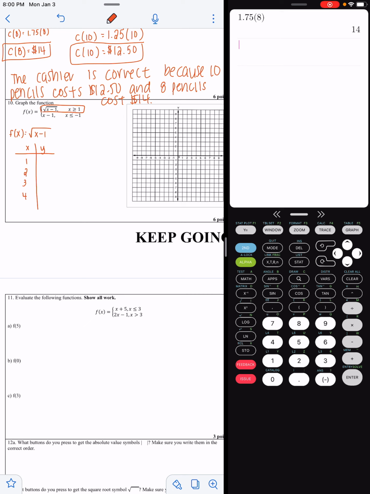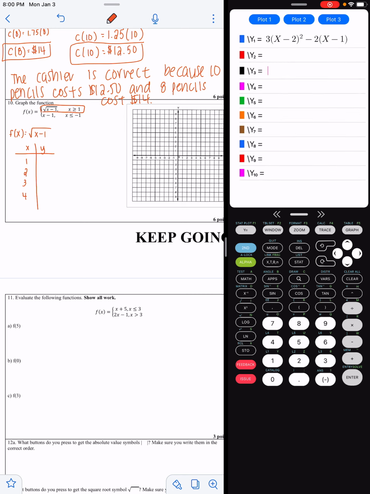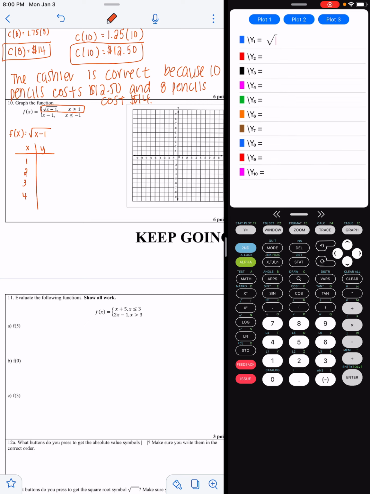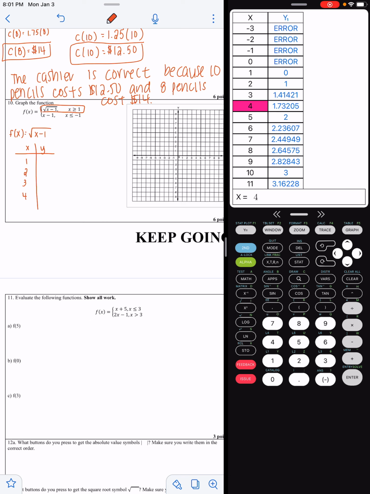Okay, and now I use my calculator to get the y values. I get the square root of x minus 1. Okay, so let's write down what we have. 1 gives us 0. 2 gives us 1. I don't want to use 3 because that's a decimal. I don't want to use 4. 5 gives us 2. And let's put in 10. 10 gives us 3. So that's this first function.